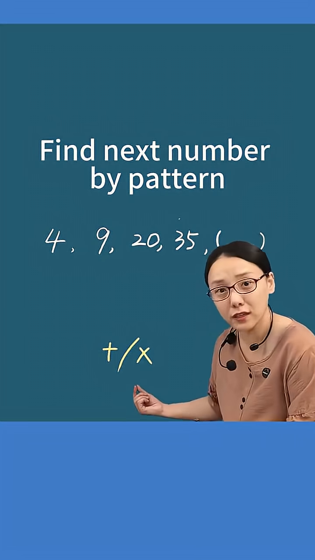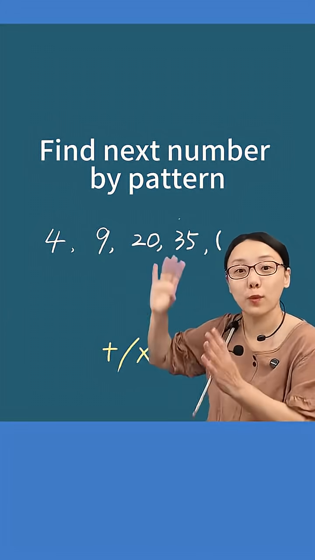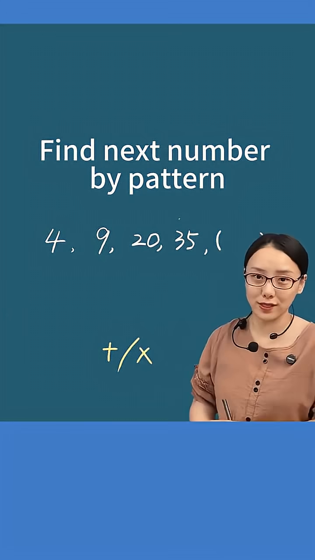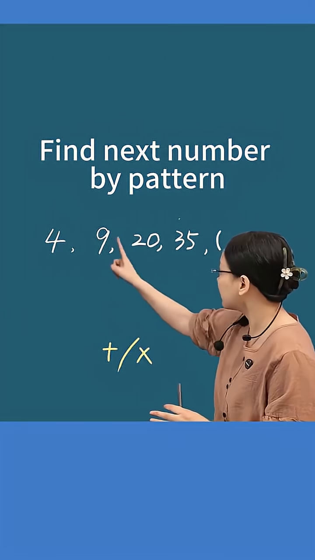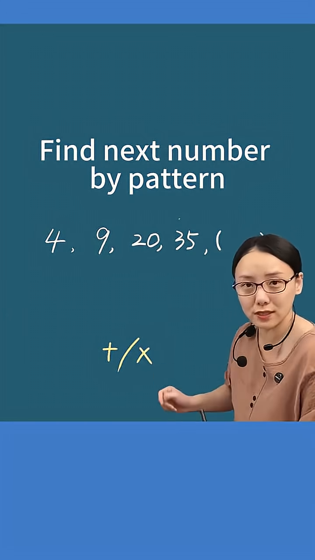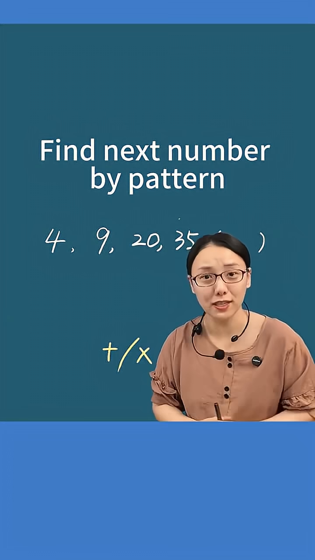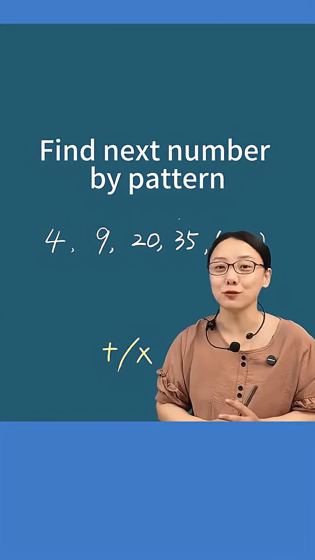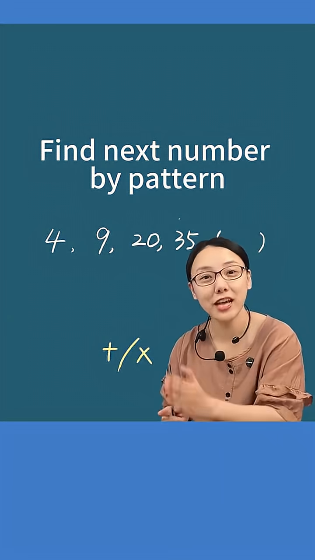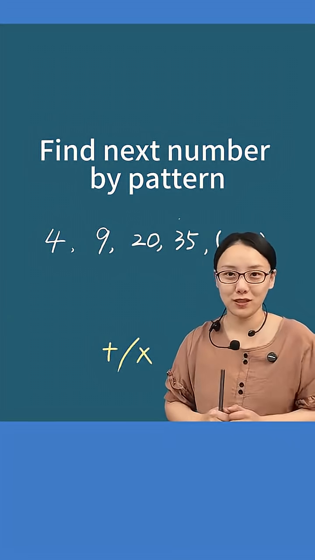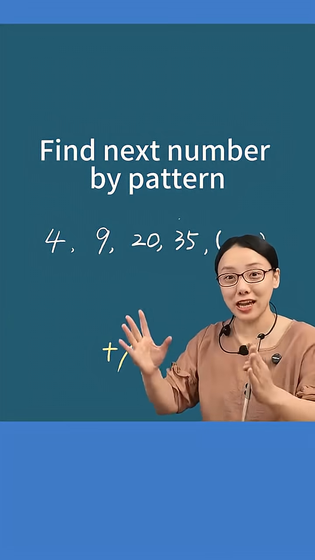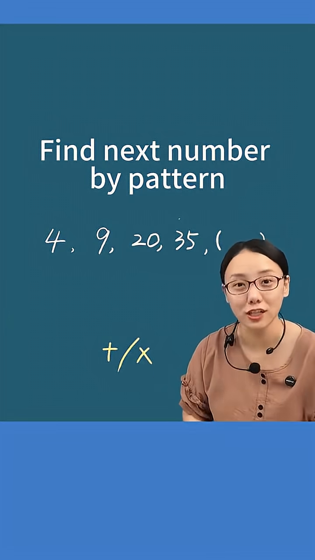What about multiplication? If we try multiplying, we're looking for a multiplicative relationship between each pair of adjacent numbers. From 4 to 9, 9 to 20, and 20 to 35. There isn't any obvious multiplicative relationship either. So next, let's use a third method, which is to break the numbers down first and then look for a pattern. What does breaking down mean? It means expressing each number as the product of two numbers.